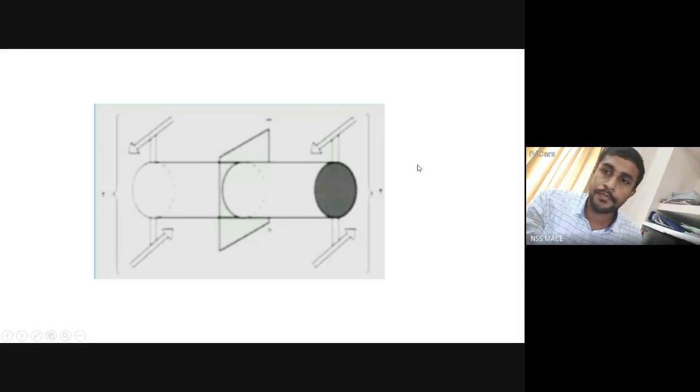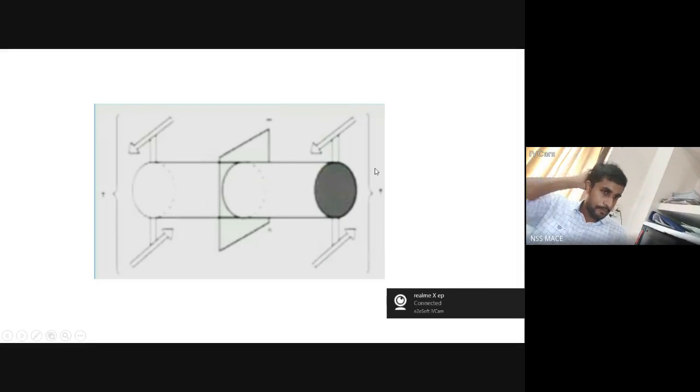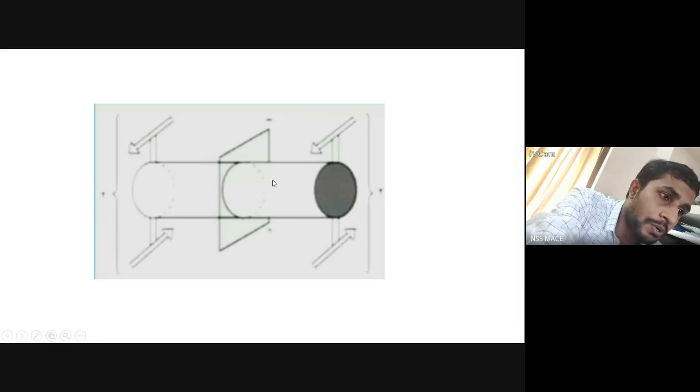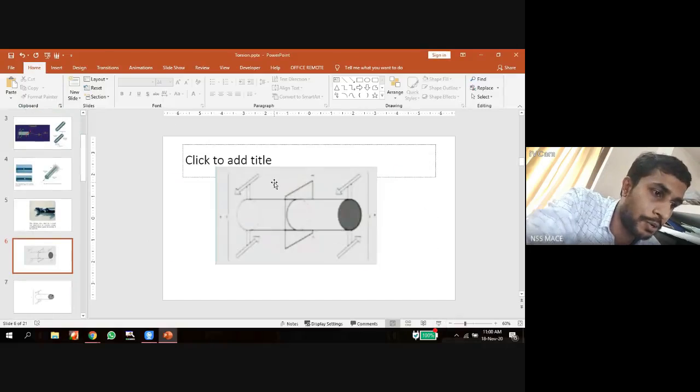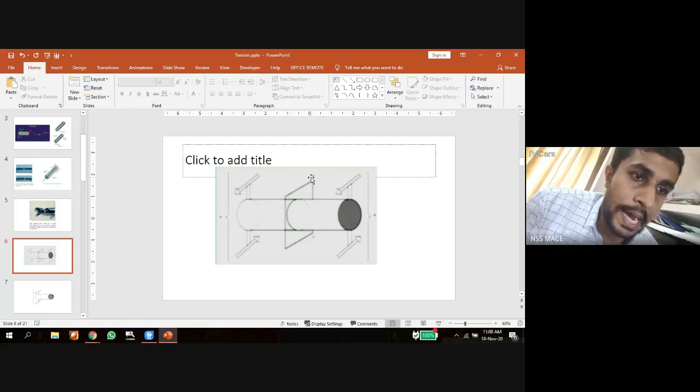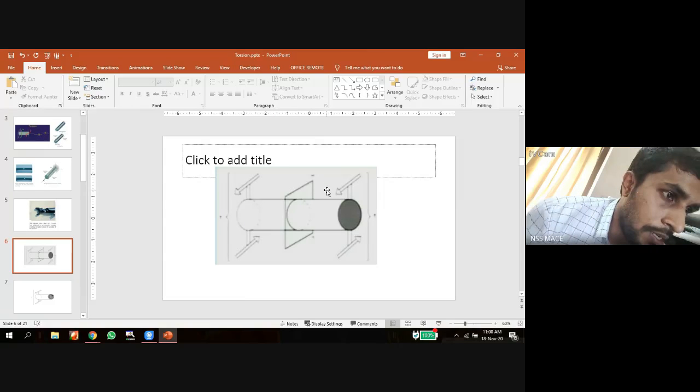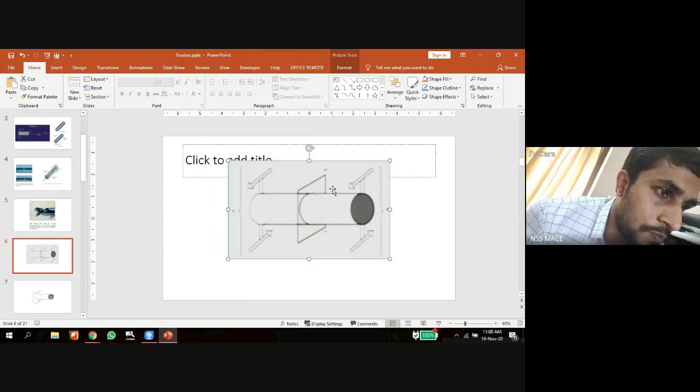Here we are going to analyze the shaft similar to what we studied in the first module. In this shaft, one end is fixed. This end is fixed.